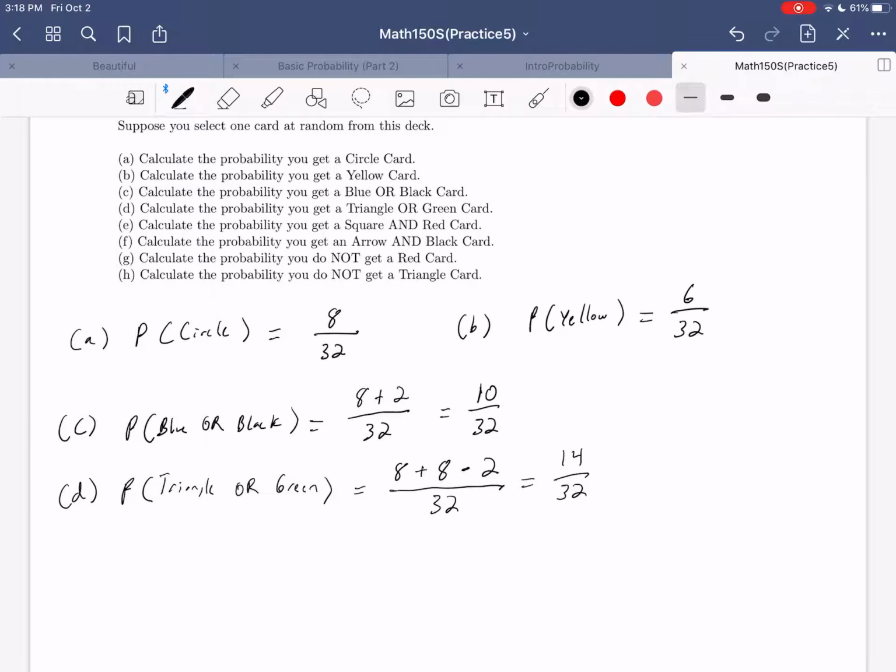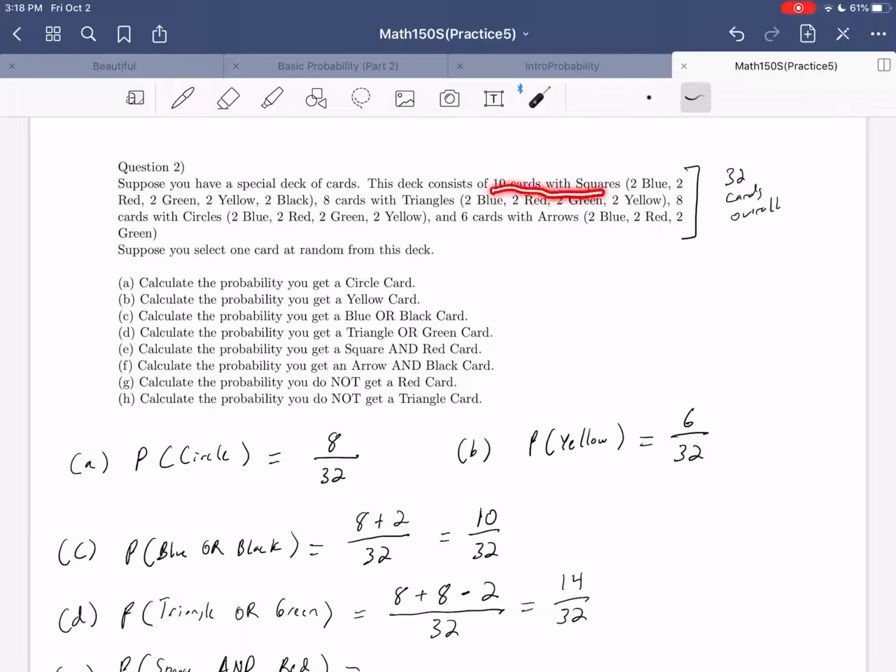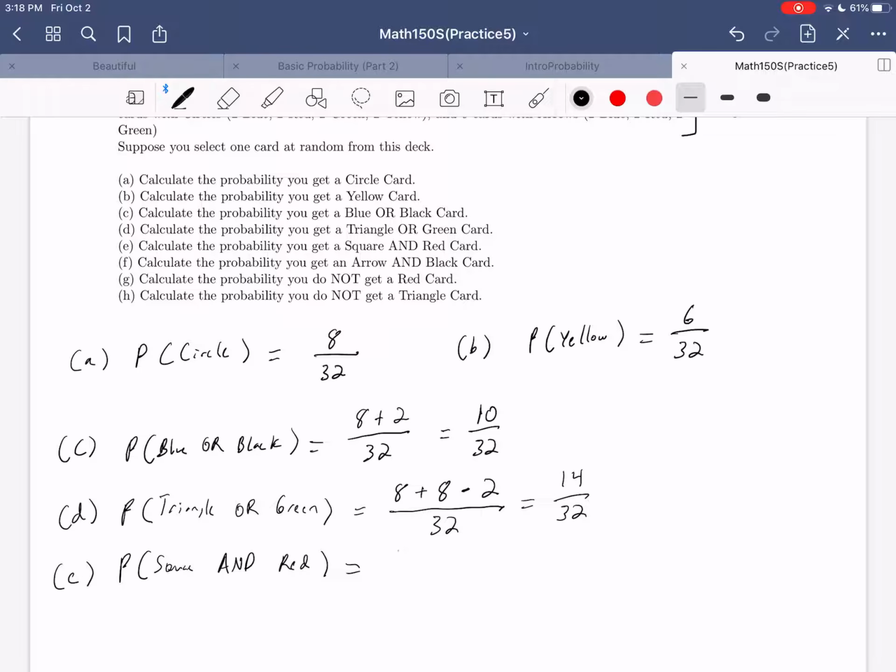All right, let's go ahead and look at E. For E, we want the probability that we get a square and red. So it needs to be both a square and red. So it has to have both of those traits. So we know that there are 10 squares, but only 2 of them are red. So only those 2 will satisfy what we want. So that would be 2 out of 32. There are only 2 cards that are simultaneously squares and red.